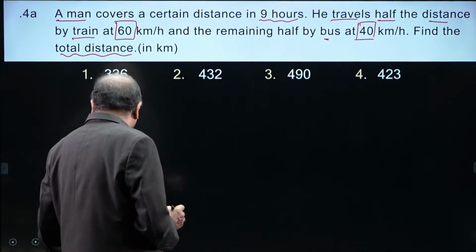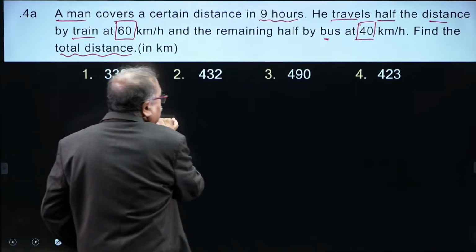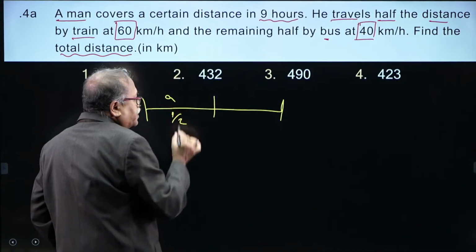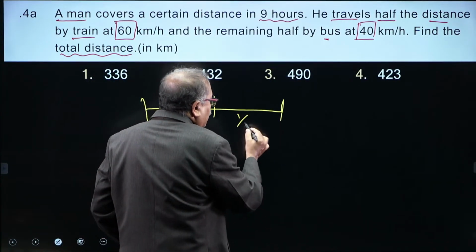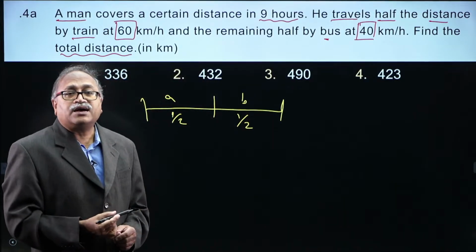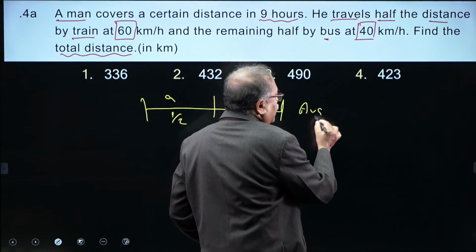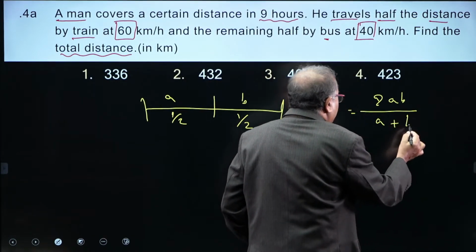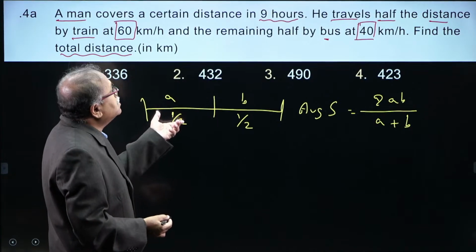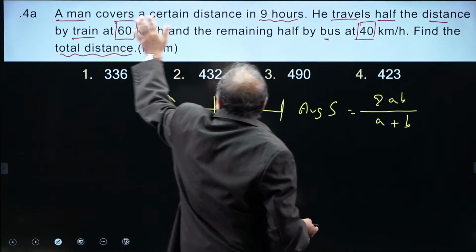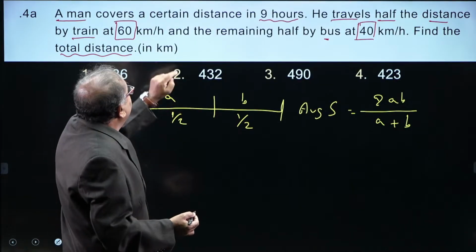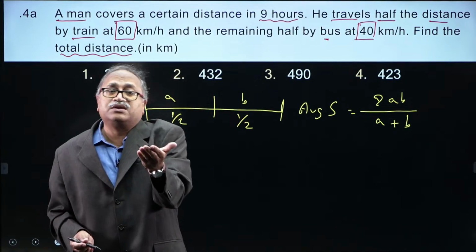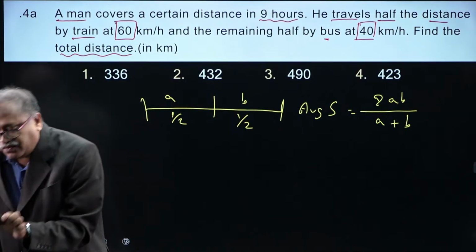Now, when I know half of the distance, there is the total distance. If half of the distance is covered with a speed of a km per hour and the remaining half with b km per hour, then the average speed is 2ab by a plus b. We know this part. So, this is half of the distance travelled by 40 km per hour and half with 60 km per hour. So, what is my average speed? I can get this and I know the time. So, average speed into time is nothing but distance. So, anyone answer the question?